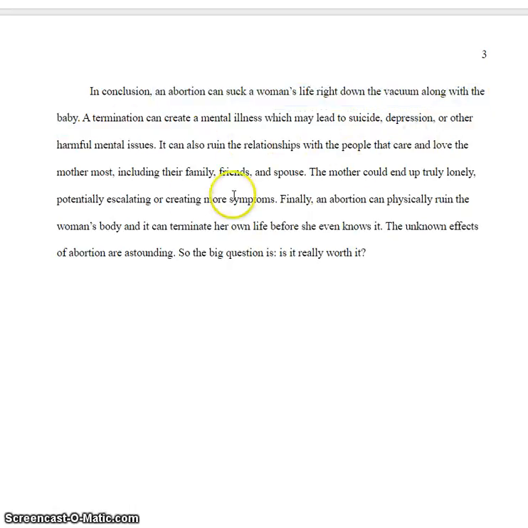So you talk about, again, the mental illness that can come from it, the societal or relationship that can be harmed because of it, the relationships that can be harmed, and then you end up the idea of the physical torture that a woman goes through, and she can even terminate her life before she even knows it. No, it can terminate. So two complete sentences separated by a conjunction, you need a period right there. So just make sure it gets in there. The unknown effects are astounding, so the big question is it really worth it? Now, here's a good example of asking a hypothetical question because you don't really want an answer to it. You really already know the answer, and you've led the audience to that answer. Of course, it's not worth it according to you.